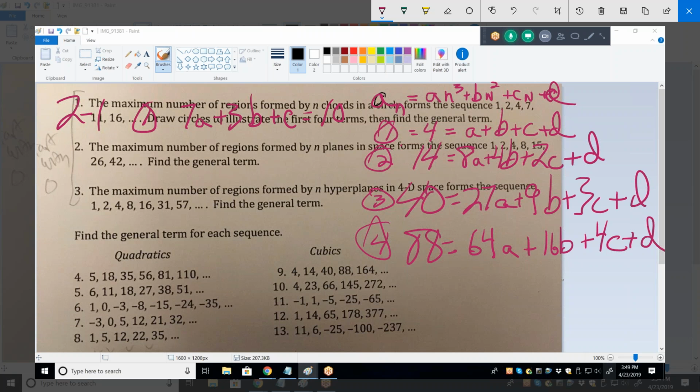Okay? Now we can use any other 2. We just can't use the same one again. So what's another good one to do? Subtract 2 from 3. Okay, so 3 minus 2, which is going to give us our second equation. What is that? 19a plus 5b plus c is equal to 26.